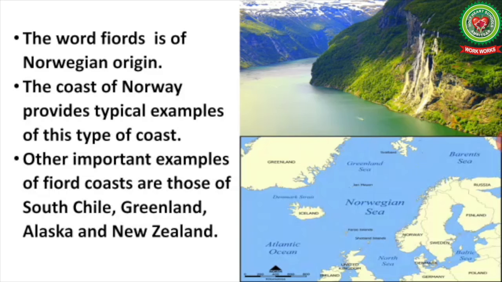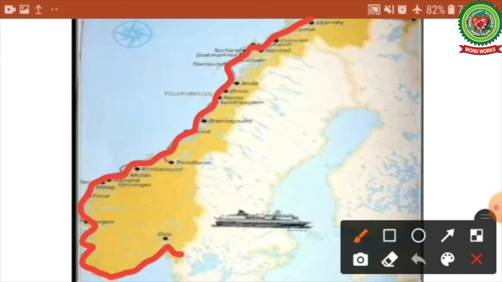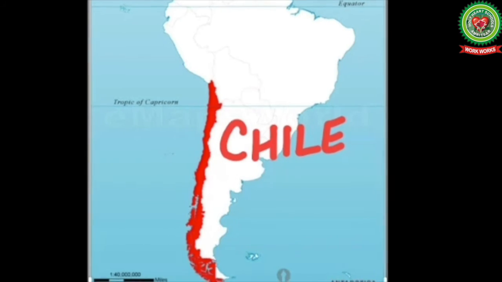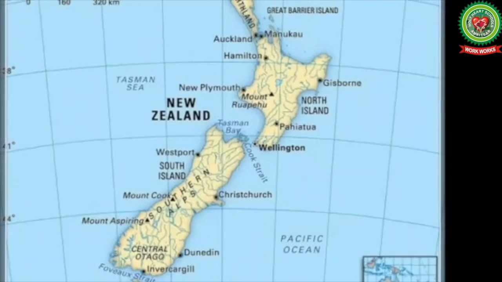The coast of Norway provides typical examples of such type of coast. Other important examples of fjord coast are those of South Chile, Greenland, Alaska and New Zealand.